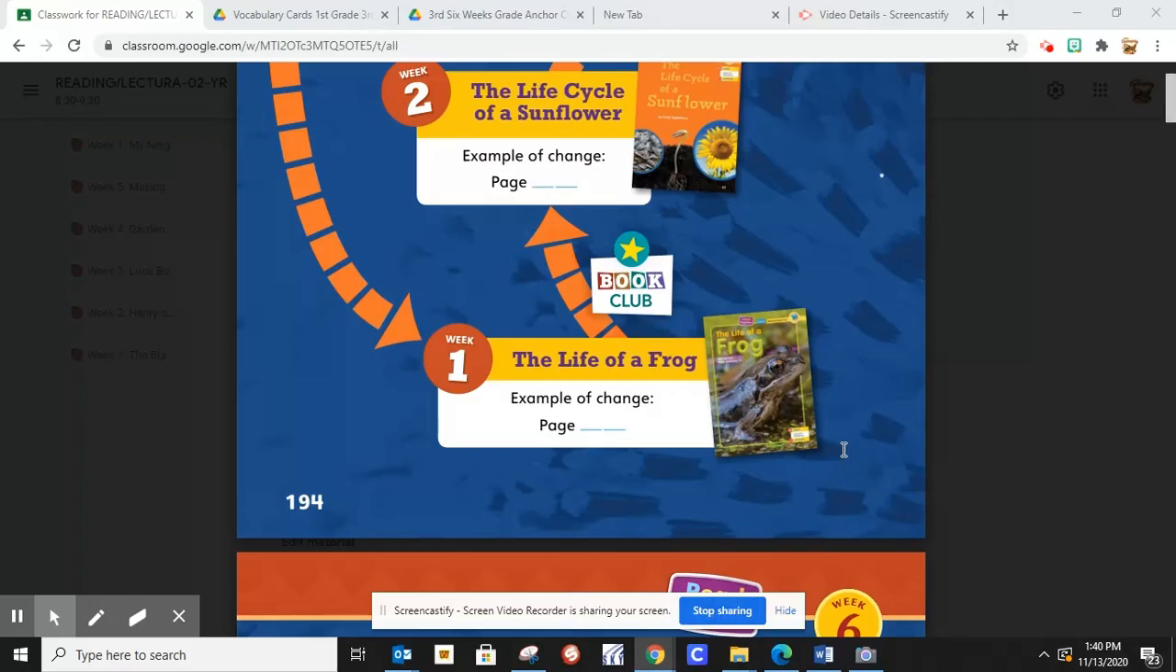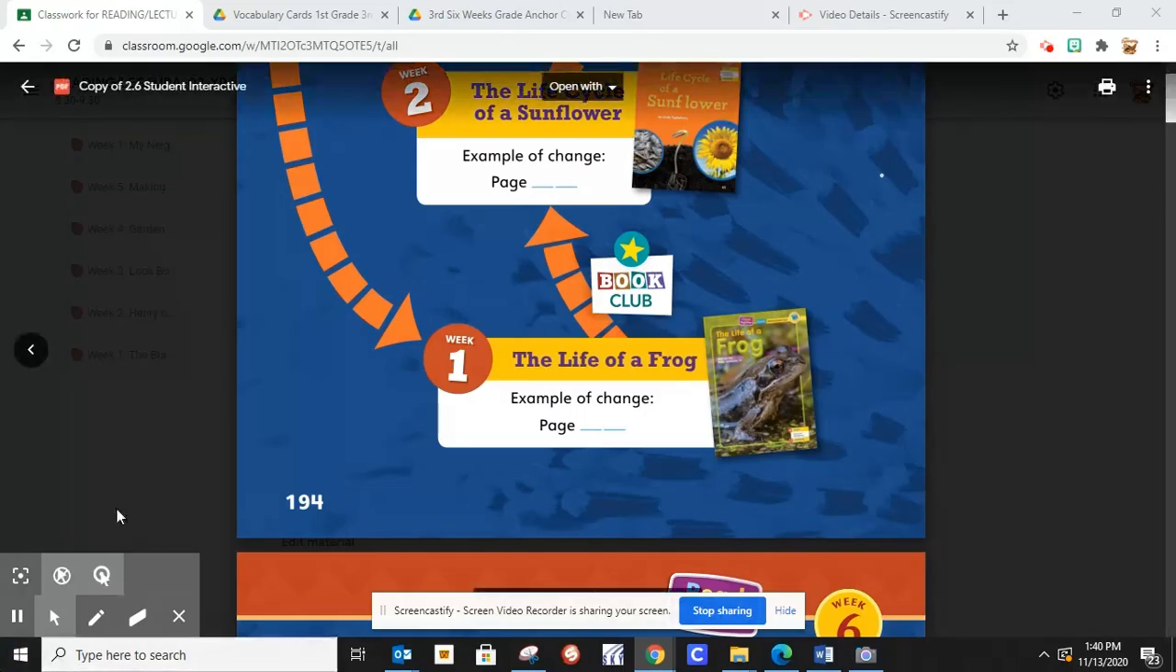Okay, so on page 29, boys and girls. So page 29, they're showing you how the frog changes from an egg to a small tadpole. So that's an example of a change, right? That will be on page 29. We're gonna write it down right here. 29, on page 29. You can pause this video and go to page 29 so that you can observe how a frog changes from an egg to a tadpole.